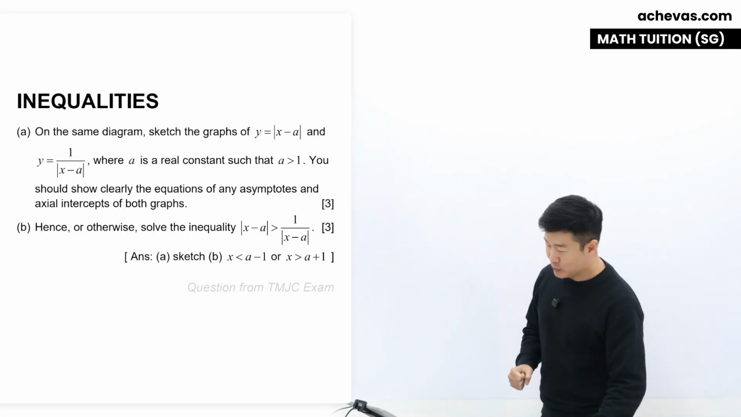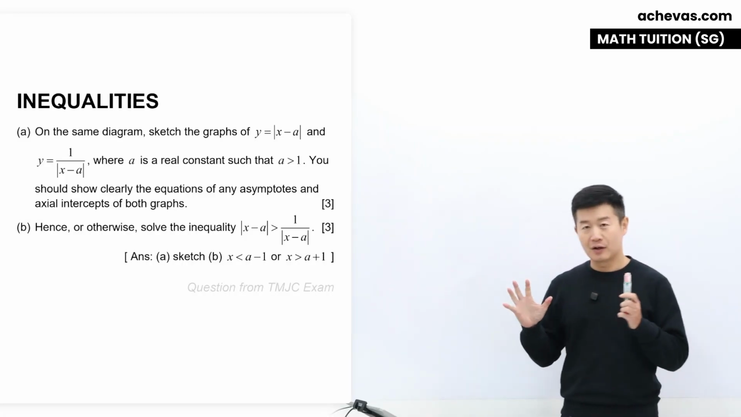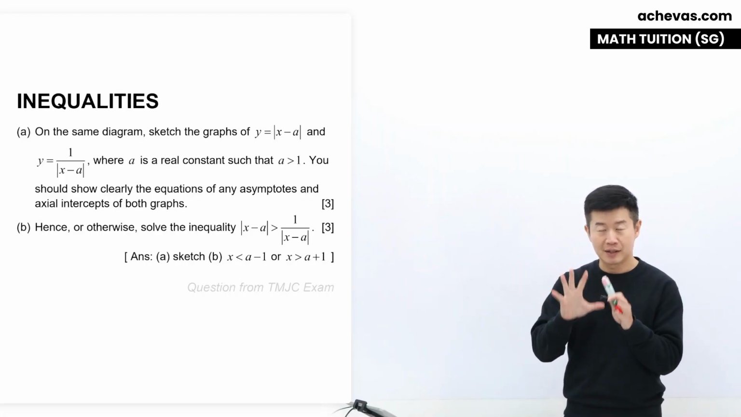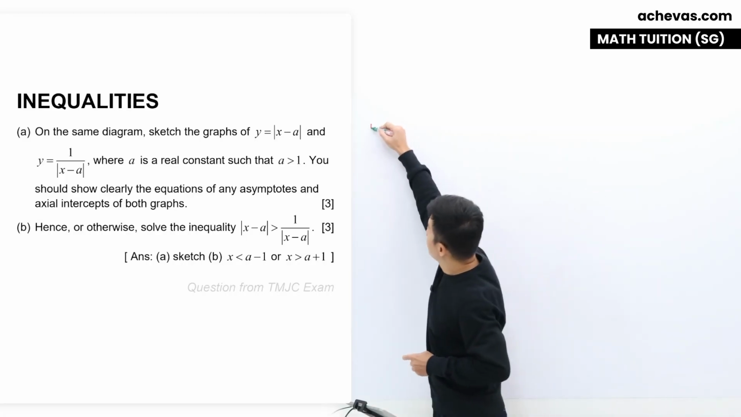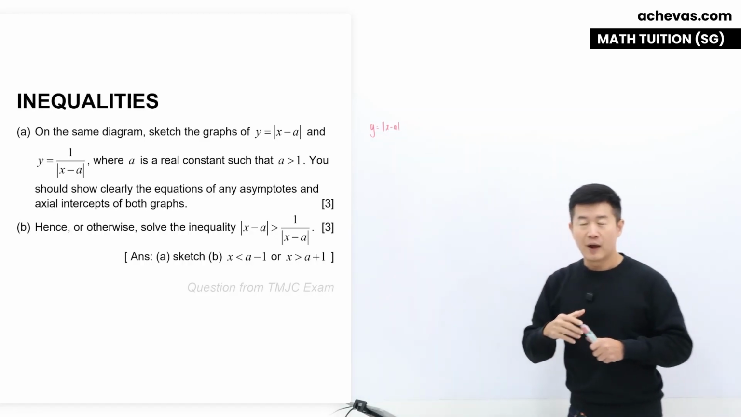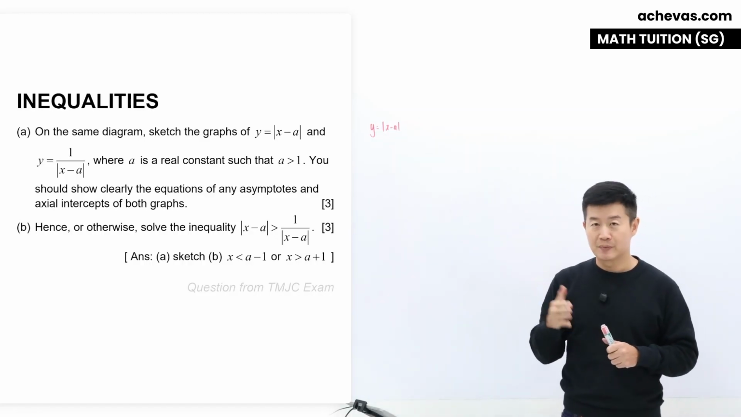So the first thing that we want to do is to try to get an idea of the two graphs that we are supposed to be sketching, because we are going to be sketching them on the same diagram. The first graph, the graph of y is equal to modulus of x minus a, where a is a number, according to the question, that is bigger than 1.